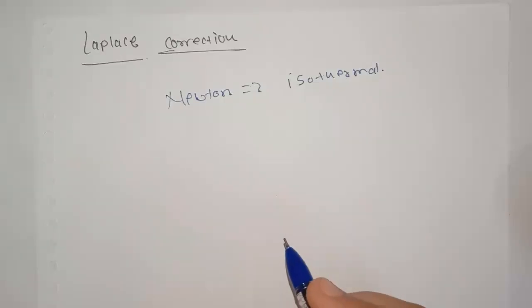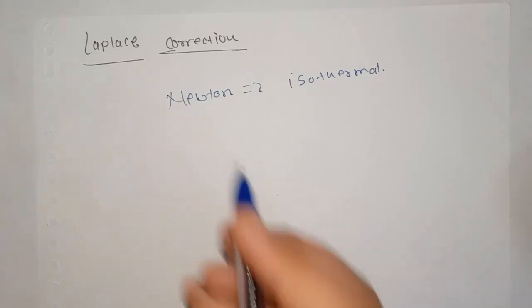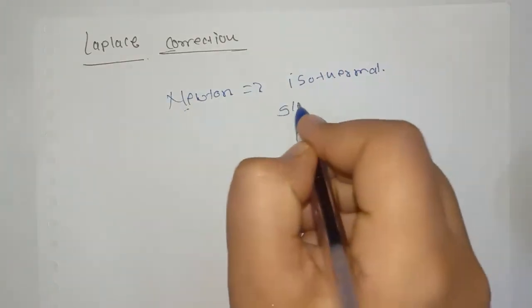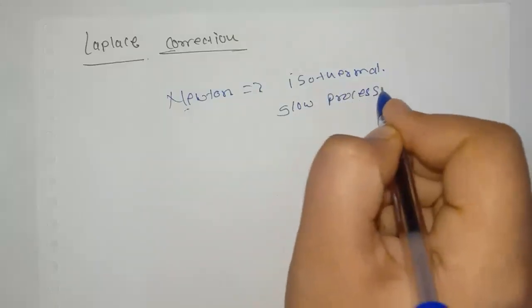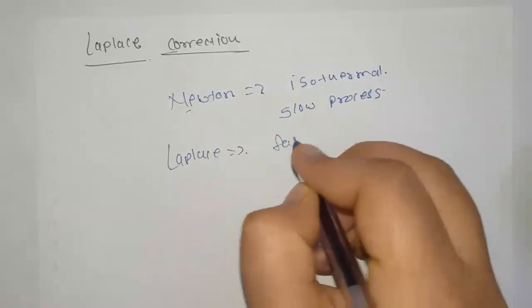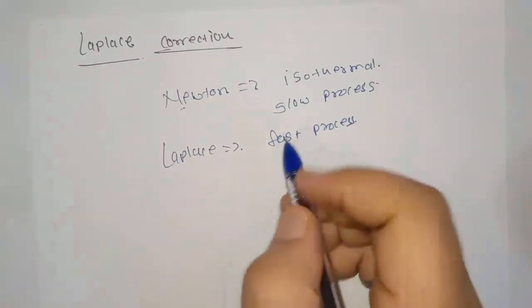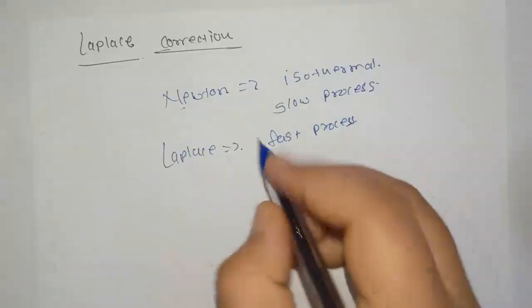But Laplace pointed out that pressure variations in the gases when sound propagates are so fast that the heat does not get enough time to flow from the surroundings to keep the temperature constant. That means Newton considered it a slow process, that is an isothermal process, but Laplace considered it a fast process. A fast process in which heat is not transferred or exchanged is called an adiabatic process.